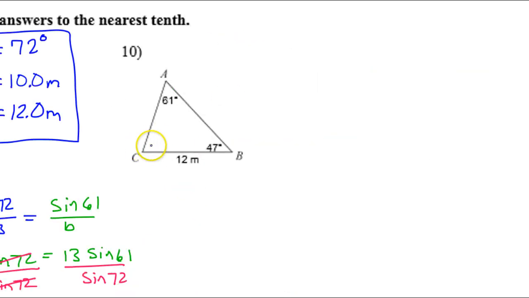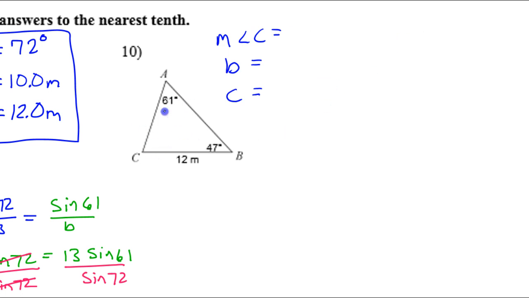All right, number 10, we are missing an angle. So the measure of angle C, and we are missing side B, the side that's across from angle B, and we're missing side C across from angle C. So these are the three things that we are going to need to find.